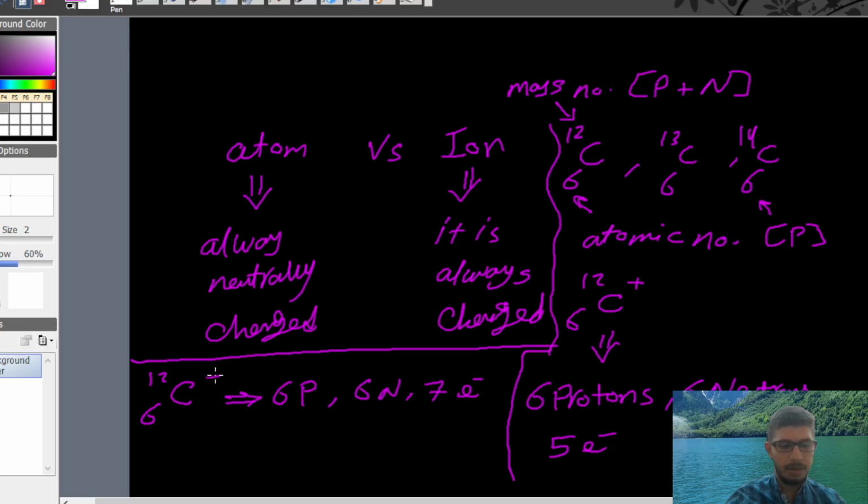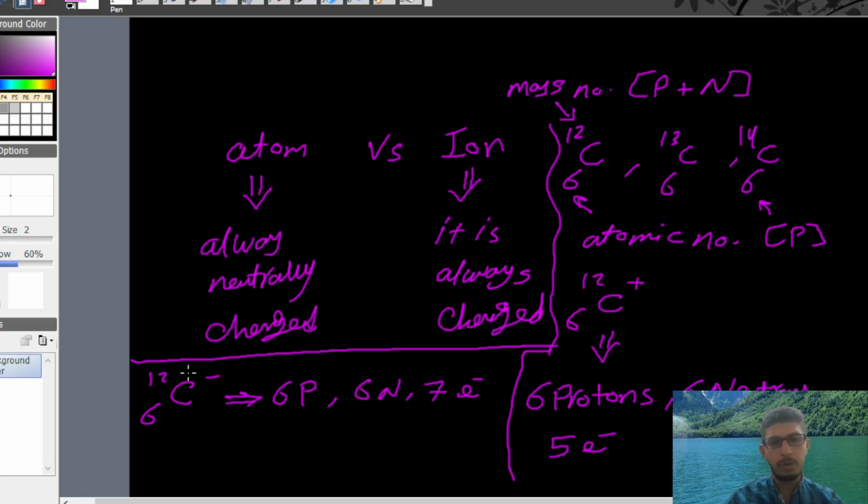So the negative charge which appears on the ion means that the number of electrons is extra by one. So we have one extra electron here. So in this case, we have 7 electrons. That means we have one extra electron, so the charge will appear on the atom, converted into an ion.